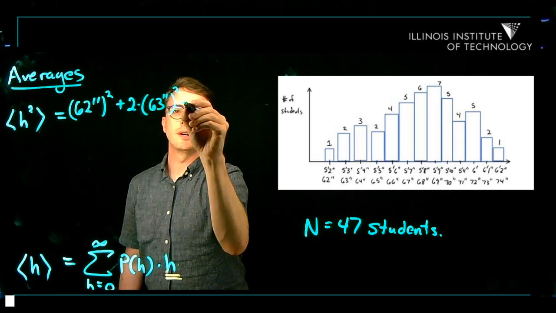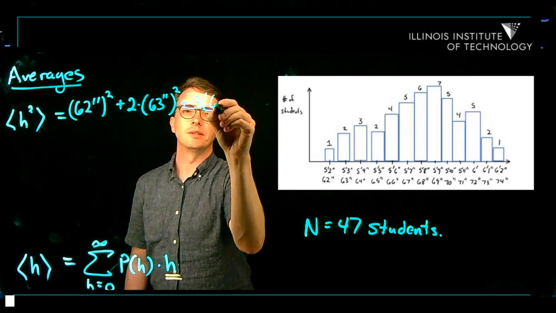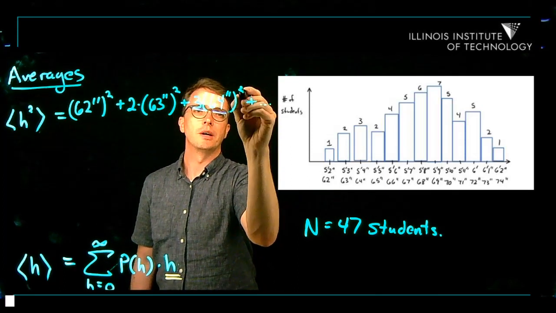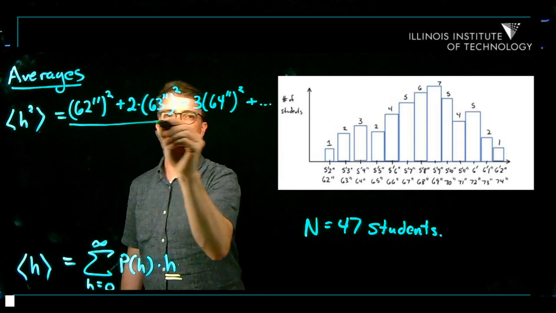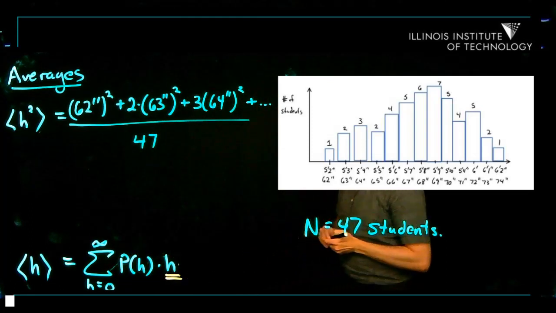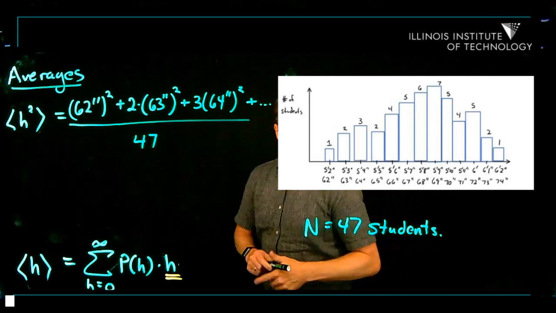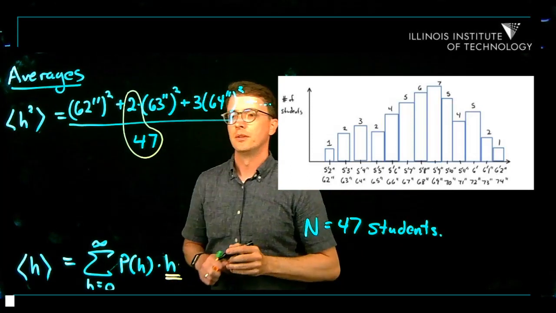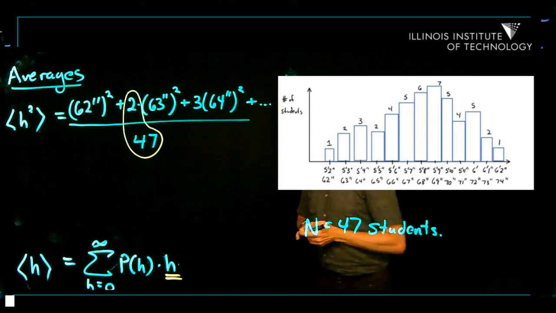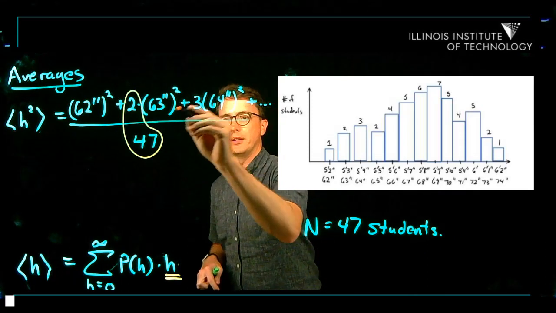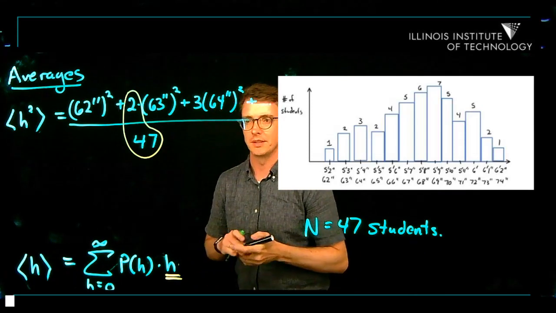I square that. And then there's 3 people who have a height of 64 inches. I square that, and I keep going. Add them all up. Divide by the total. And there's 47. Once again, you're seeing that this number here, 2 out of 47, is exactly the probability that someone has a height of 63 inches. And this one here, 3 out of 47, is the probability that someone has that height.